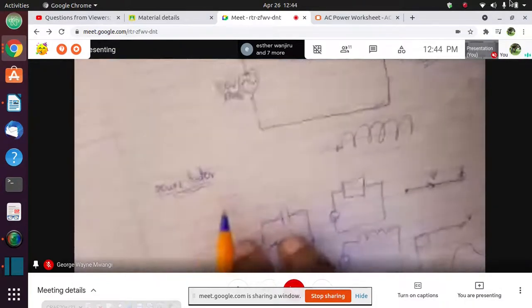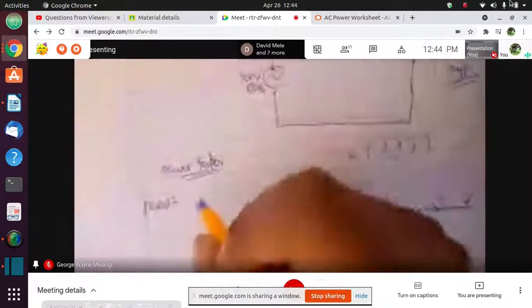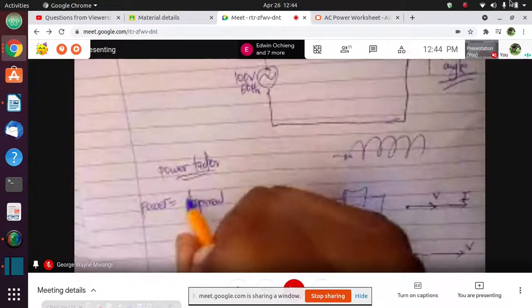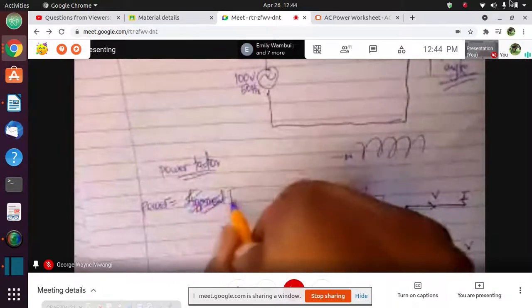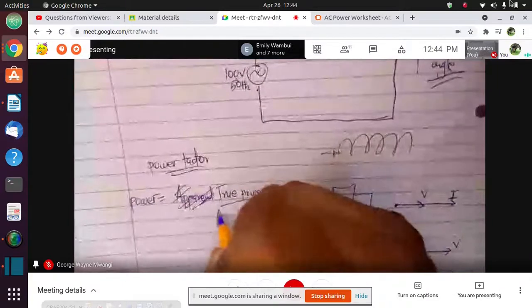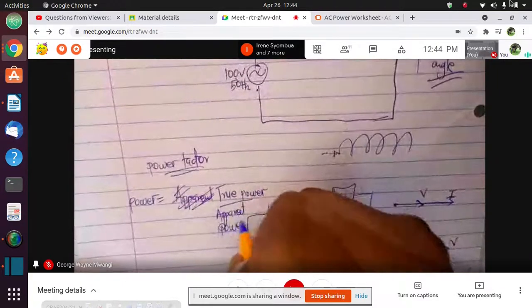Now we have seen that power factor is given by apparent power. No, it is not apparent power. It's true power over apparent power. Now, what is true power?